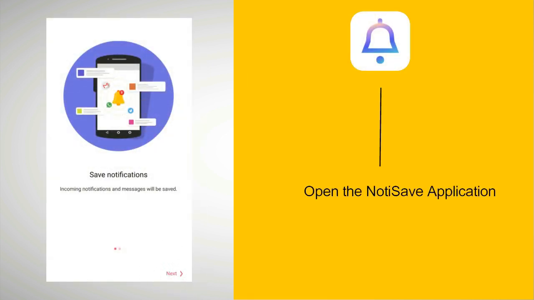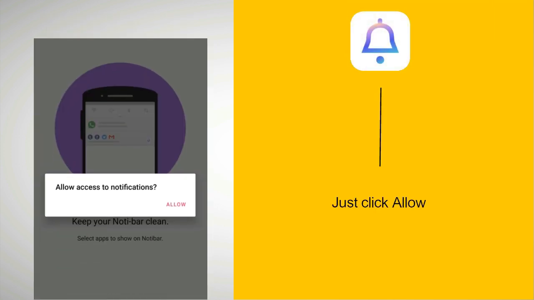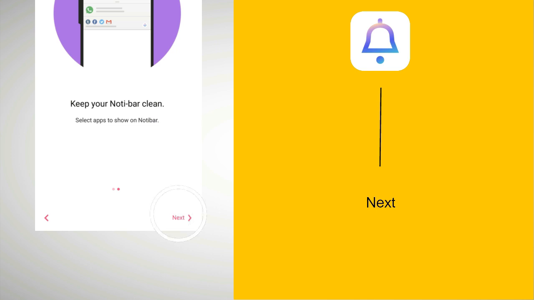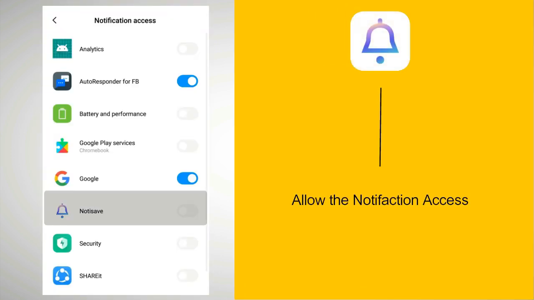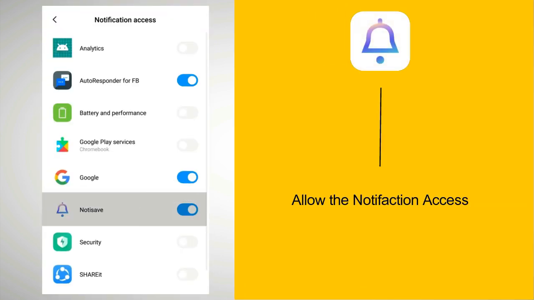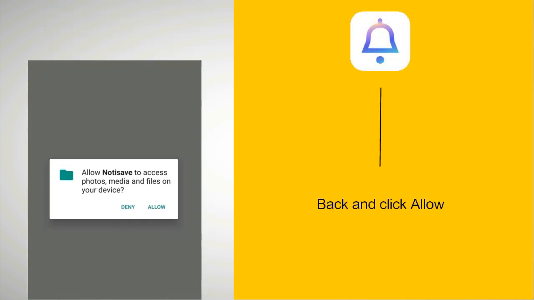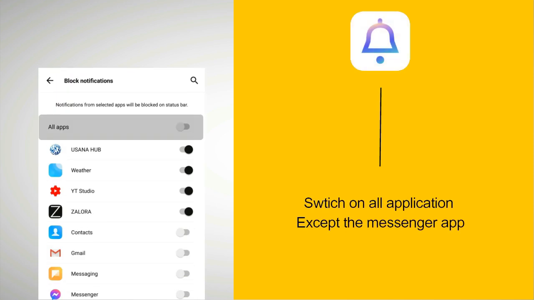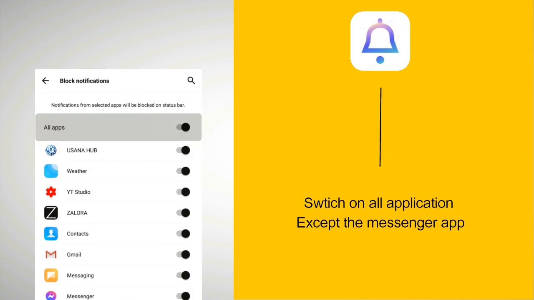Just click Next. A pop-up shows up, just click Allow. Click Next. To allow the notification access for the app, switch it on. And click the back button and click Allow. Click Next. Now switch on all applications, except the Messenger.